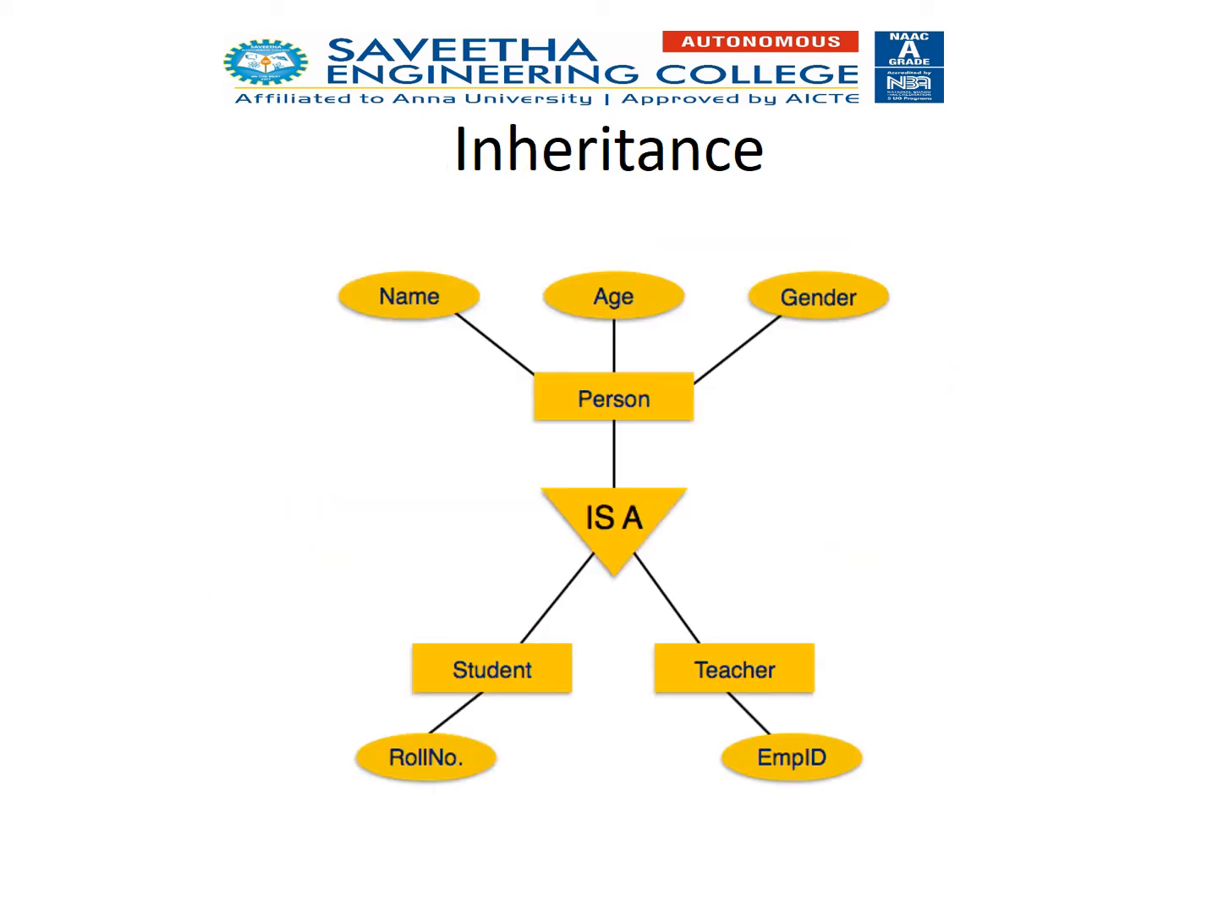In this example, person contains the attributes name, age and gender. Person is classified as student or teacher. Student contains a specific attribute, roll number. Teacher contains the specific attribute, employee ID. So what does inheritance mean? Student is a new class or entity derived from the parent class person. Student contains its own attribute roll number as well as the parent's attributes like name, age and gender. This is inheritance.